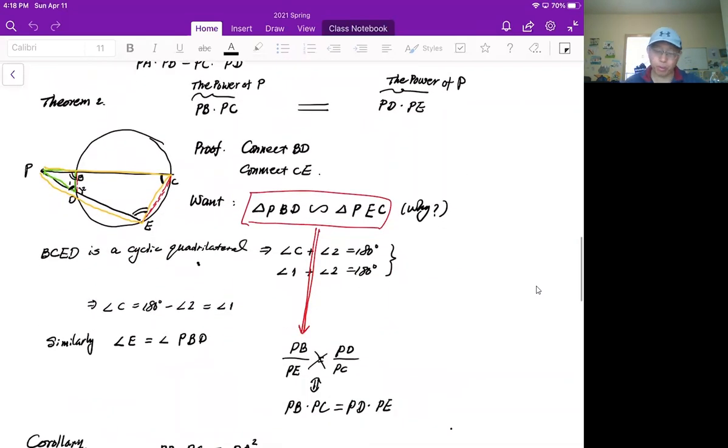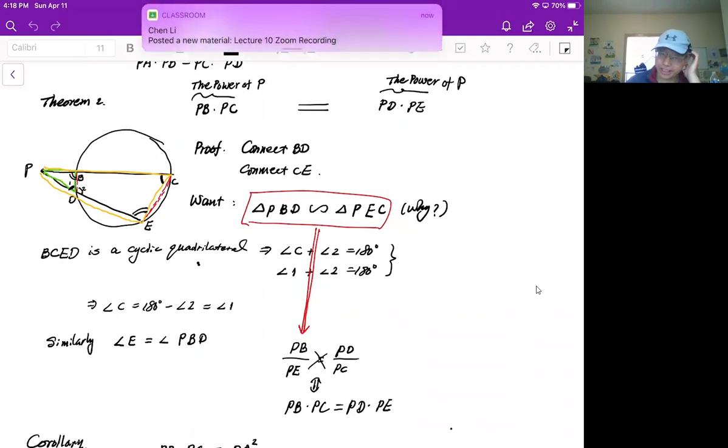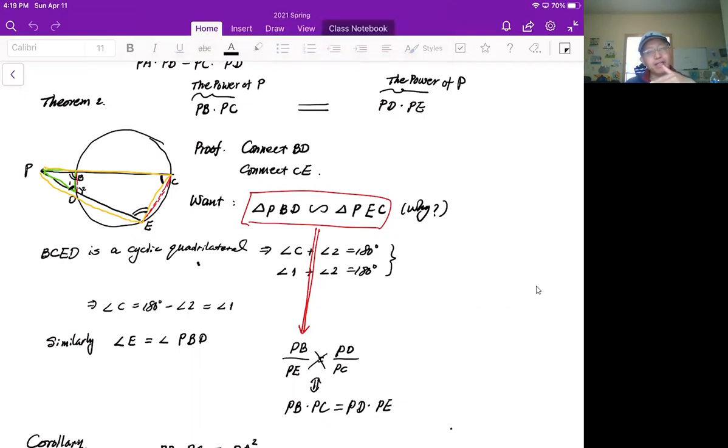So we can define the power of a point. Now, what happens if P is outside of the circle? You do exactly the same thing. You draw any straight line that intersects the circle at two points, B and C, and the product of PB and PC defines the power of the point. Again, you have to prove the other product is the same. Same thing, it's similar triangles. That is the main result we did last time.